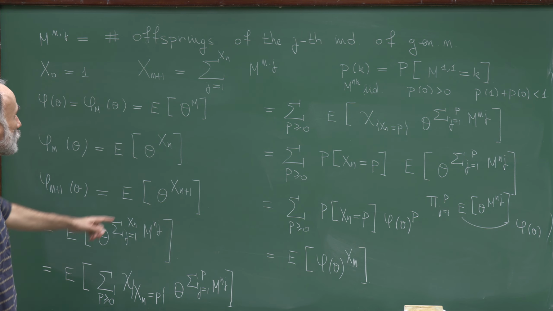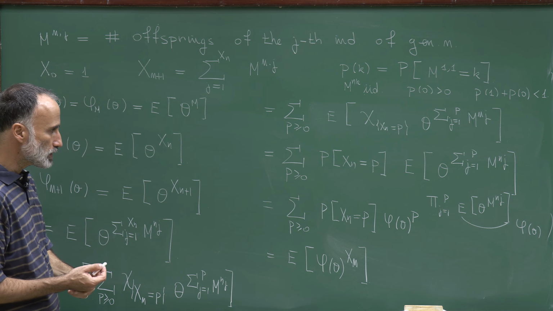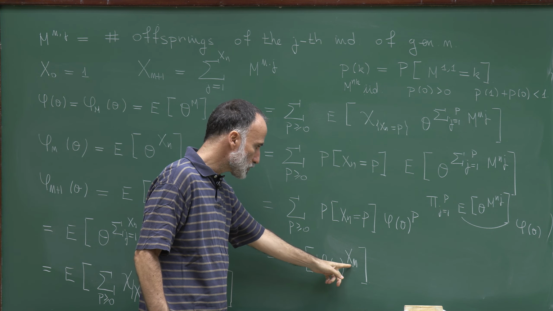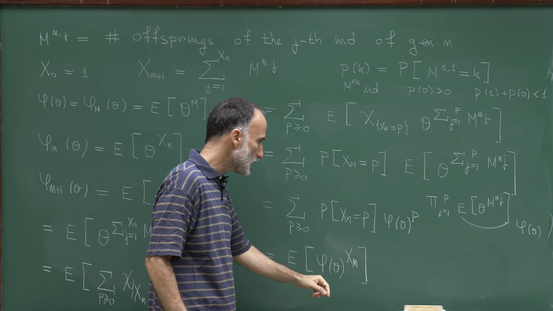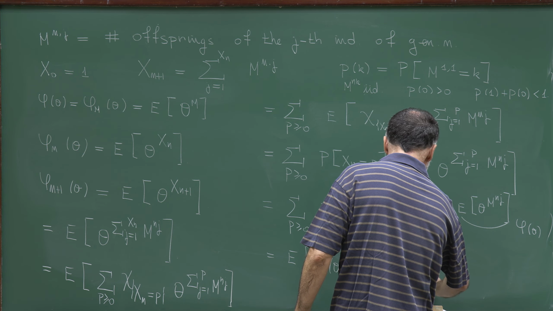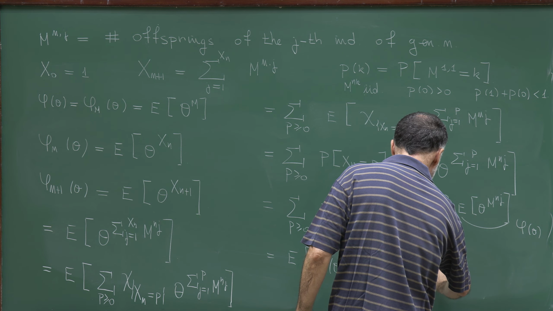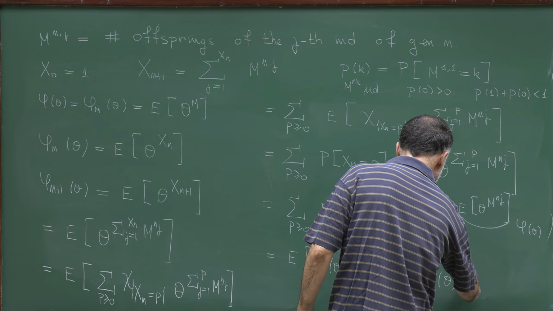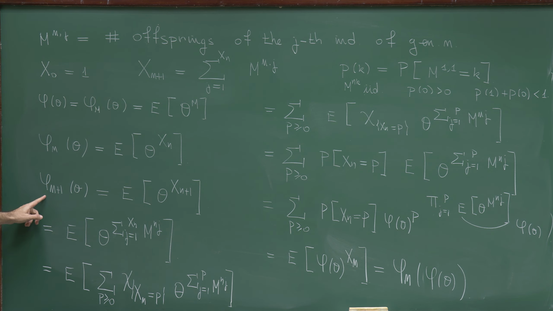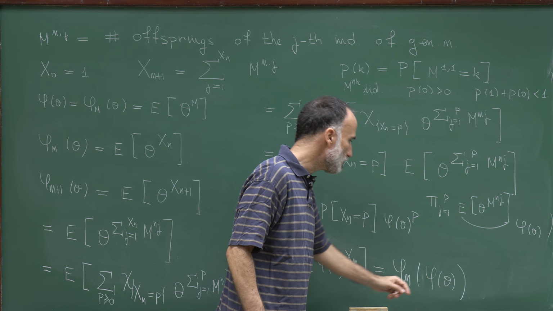And now if you observe this equation for the moment generating function, what you see here is that this is the moment generating function of xn applied to phi of theta. So this is phi n of phi of theta. So we obtained the recursive relation that phi n plus 1 of theta is equal to phi n of phi of theta.